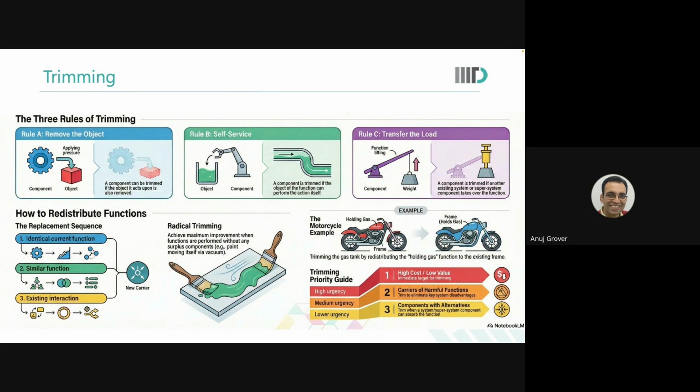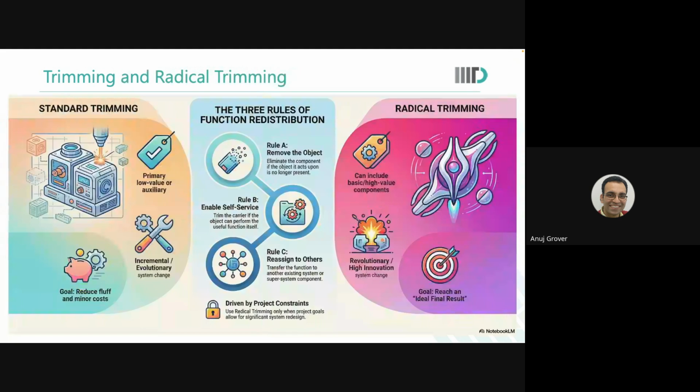And that is where the difference between radical trimming and trimming is. In radical trimming, we actually go ahead and remove even basic functions. We say that carriers of basic functions can also be trimmed. So we trimmed even the pump which was acting on the paint. Do you realize that? That is why it is called radical trimming. You don't stop at only low value functions. You say, any function, I'm ready to trim, provided I'm able to find an alternative.